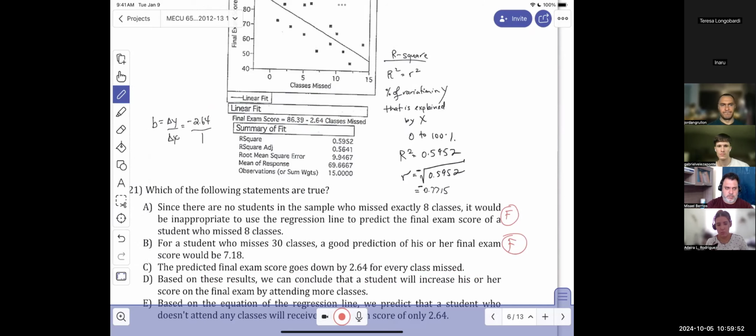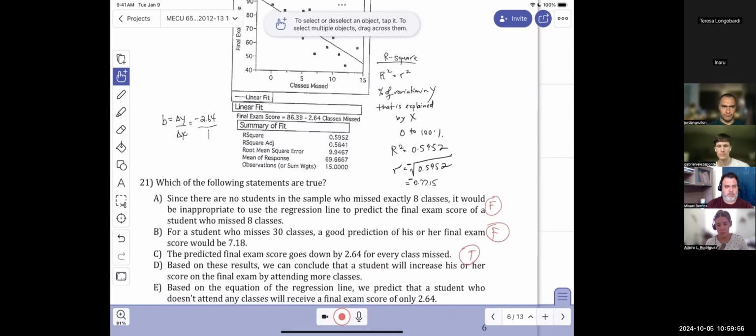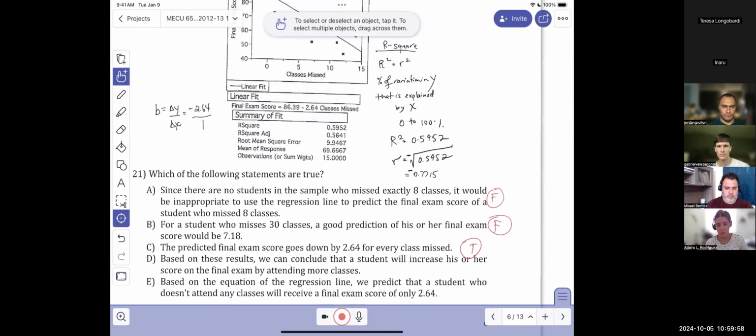That's a true one. Let's just continue for the sake of practice. Based on these results, we can conclude that a student will increase his or her score on a final exam by attending more classes. What do you think about that statement?